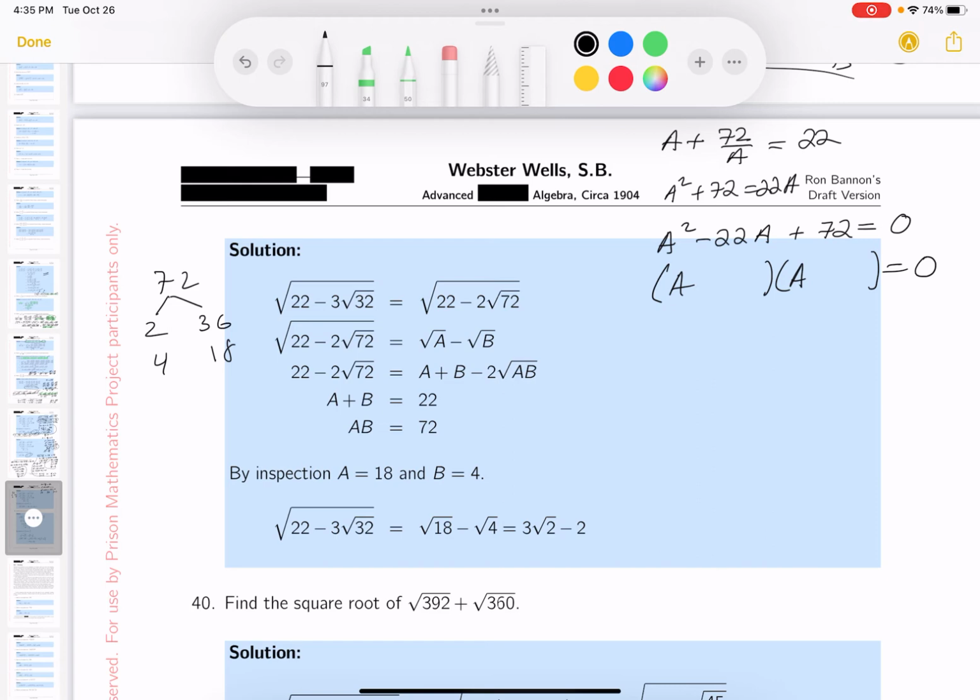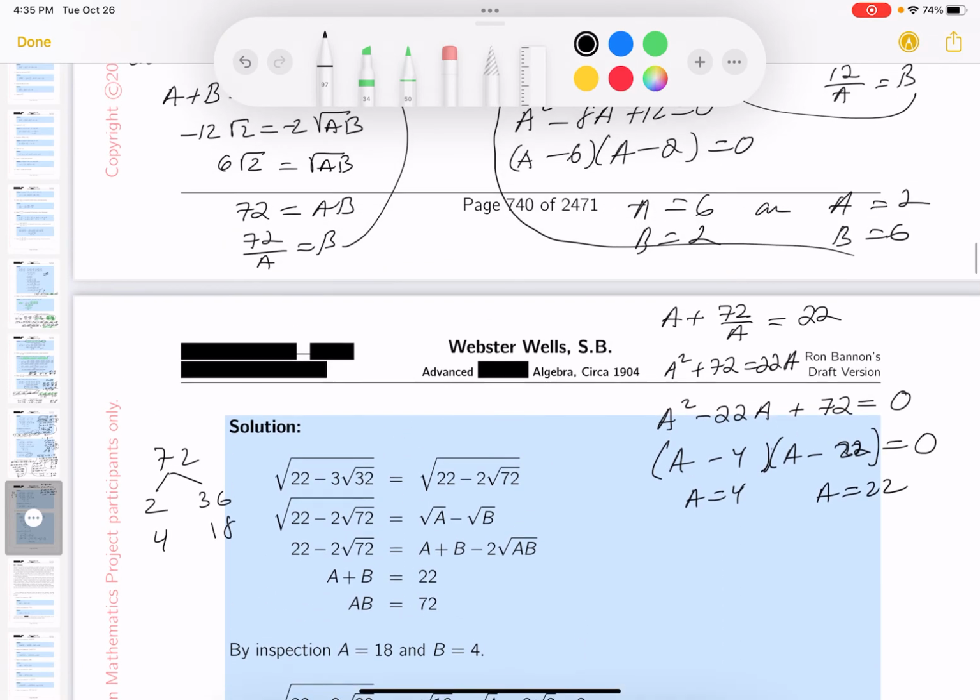Let's write this down. Minus 4 minus 22. So I'm going to say A is 4 and B is 22. I'm sorry, that's not true. A is 22. Sorry about that. I did it again. A is 22. What's B?